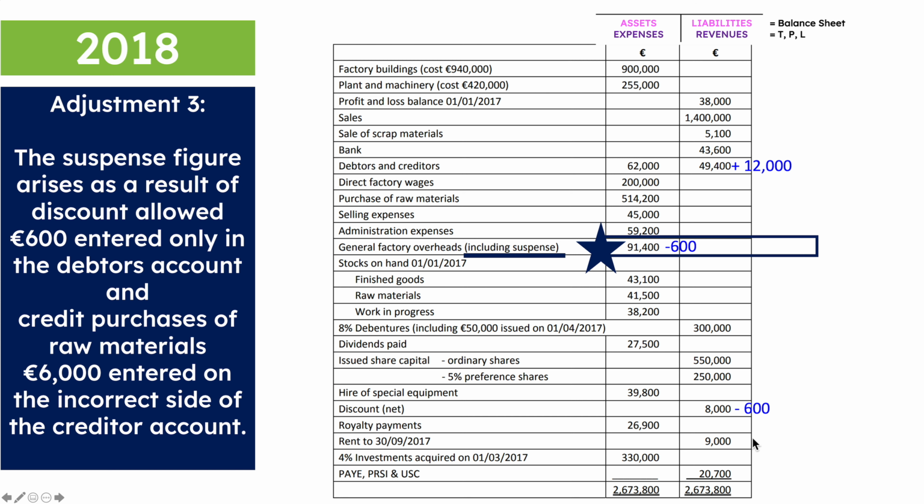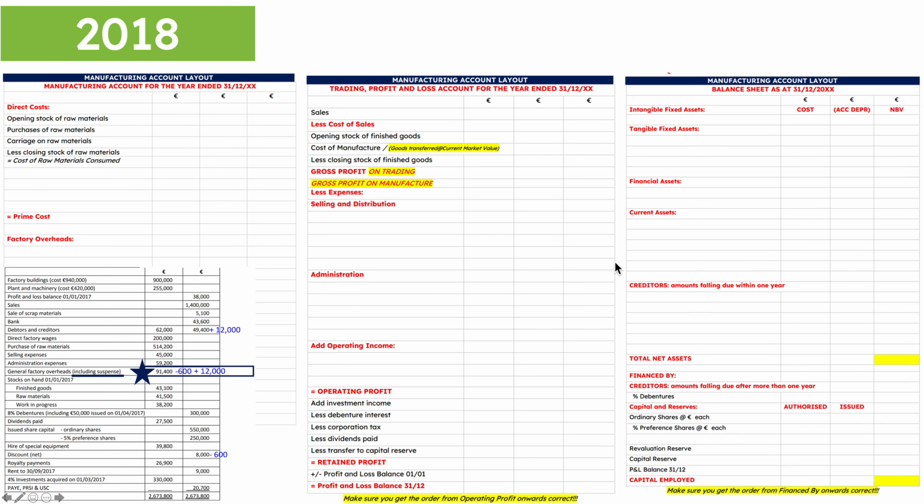So now the two sides do not equal. If I've added 12,000 to the credit side, I'll also need to add it to the debit side, because that's where my figure incorporating suspense is. So how is this going to look? Well, we've got creditors plus 12,000. We've got general factory overheads, 91,400 minus 600 plus 12,000. On our discount received, we have 8,000 minus 600.